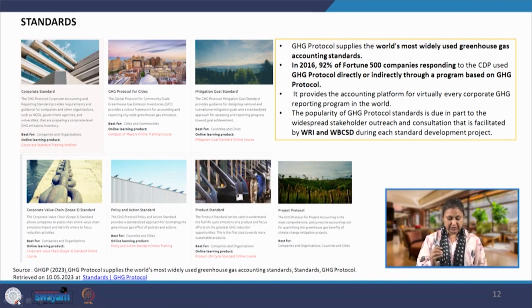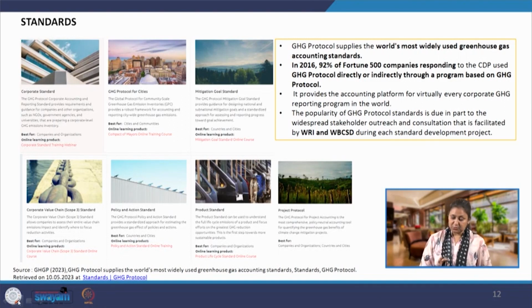The product standard can be used to understand the full life cycle emissions of a product and focus on the greatest GHG reduction opportunities. So, there are different products and they have different activities which have to be undertaken for manufacturing a particular product. Which are the activities which require specific focus if we want to reduce the GHG emissions is what this particular standard deals with.